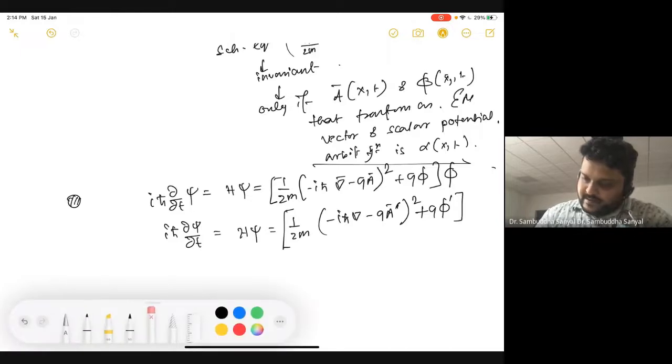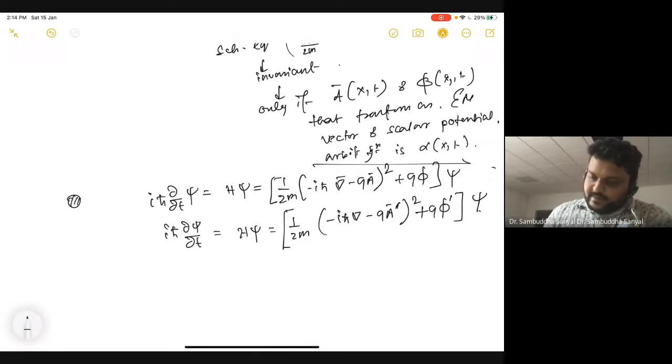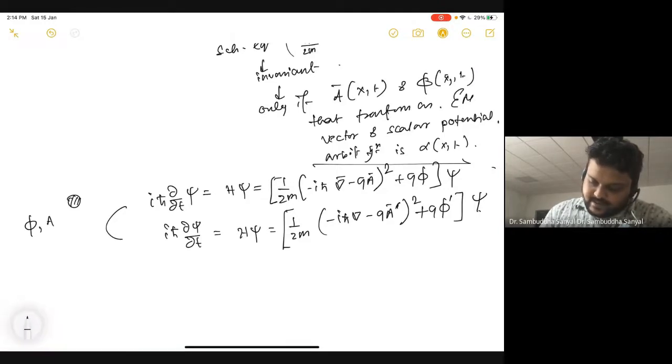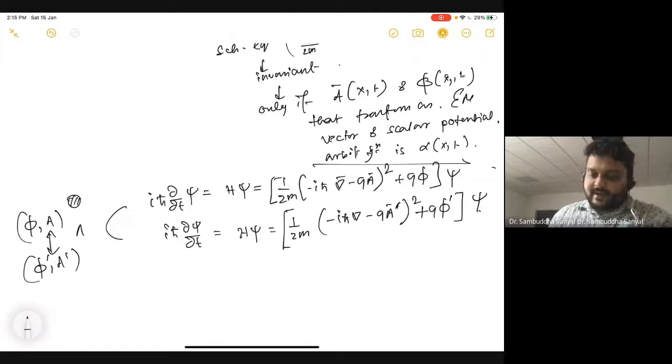Sorry, this is psi. Now, if these two, phi, A and phi prime, A prime, are connected by a gauge transformation lambda, where with A you have to add grad lambda, and with phi you have to add del lambda del t, in order to get phi prime and A prime respectively.